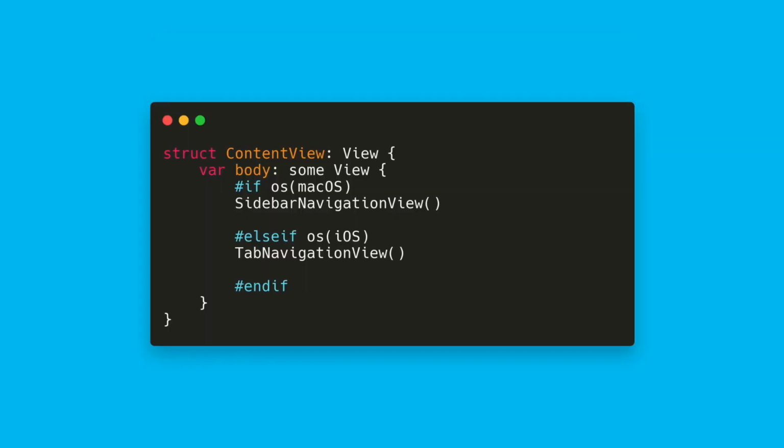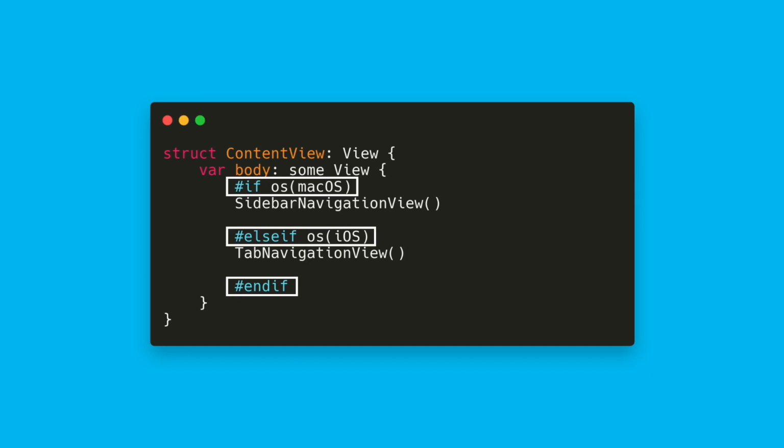So what this looks like when it comes to the code is that we have a content view, which is the same content view for all the platforms. So this is what's being presented from our app. And this content view itself decides what we want to display, depending on the platform that we're running on. So if we're running on macOS, we are displaying a sidebar navigation view, whilst on iOS, we're displaying a tab navigation view. And we do so by checking which platform we're running on here.